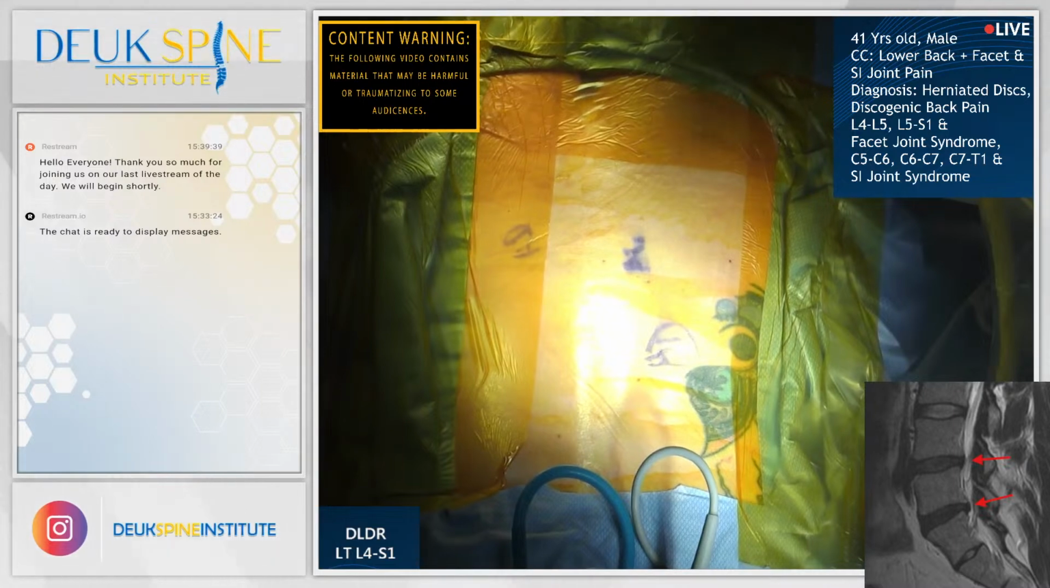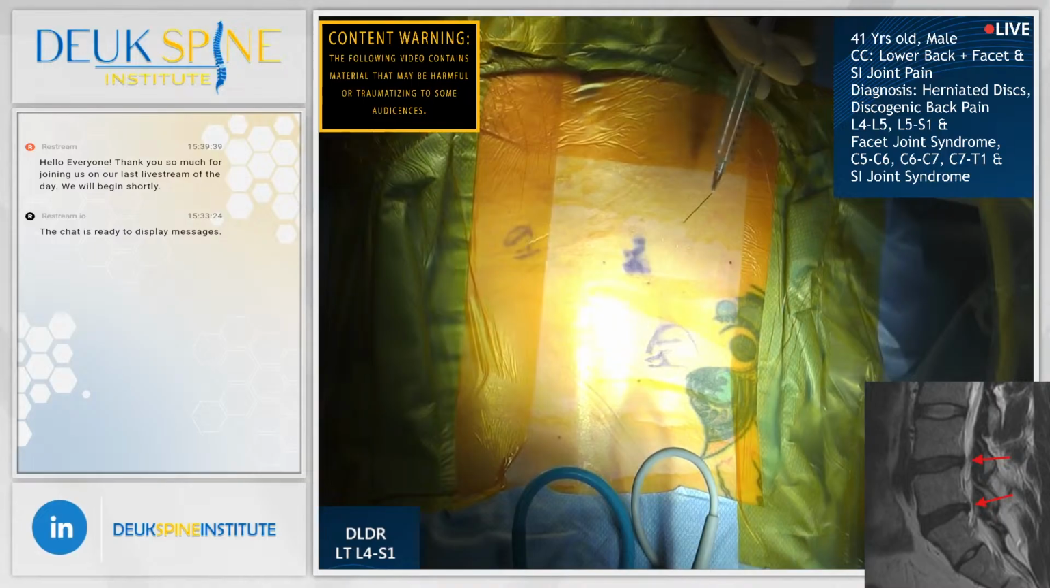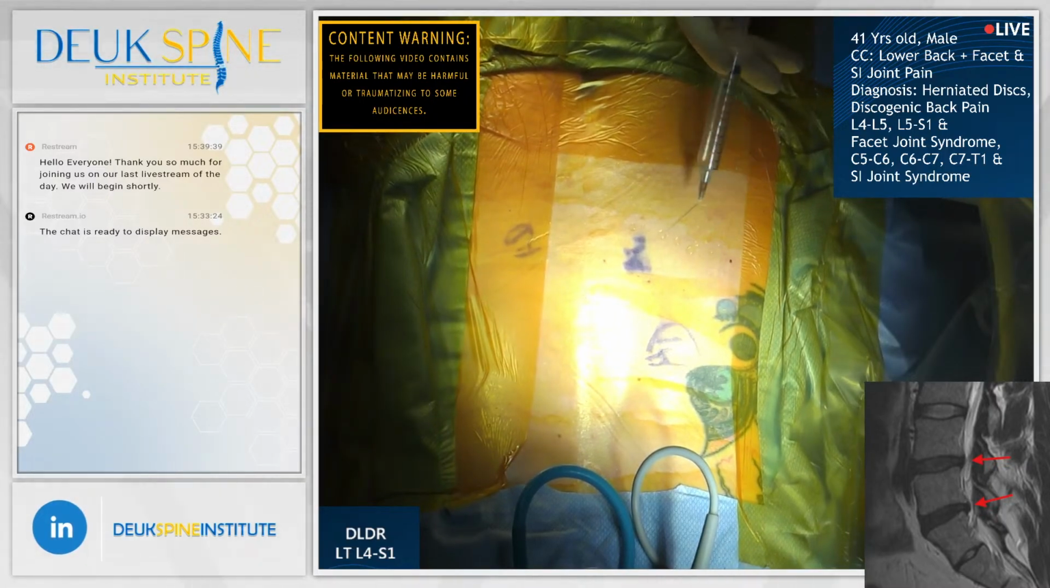Yes. And because there are so many different causes of back pain, everybody has a different story. Show us what are the most common causes of back pain. Of course.